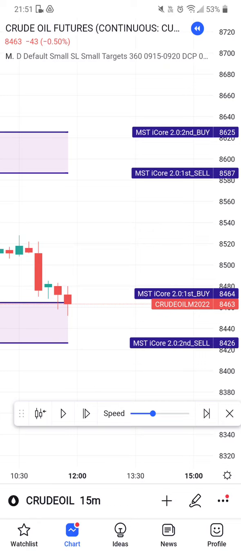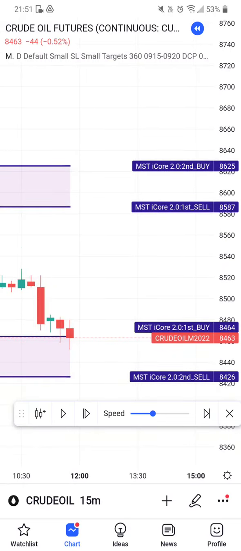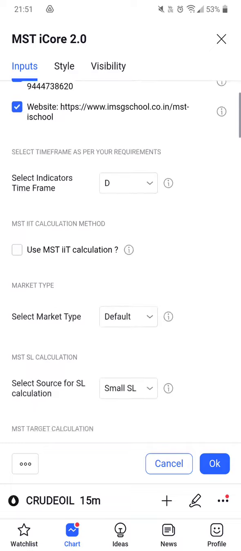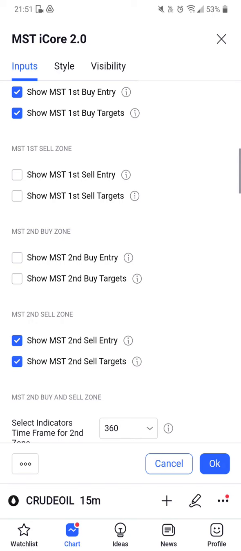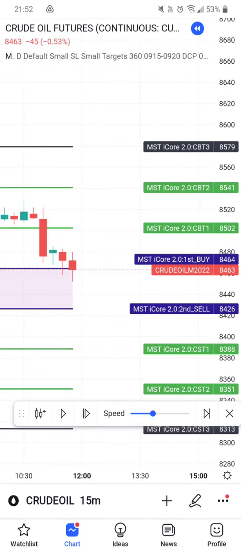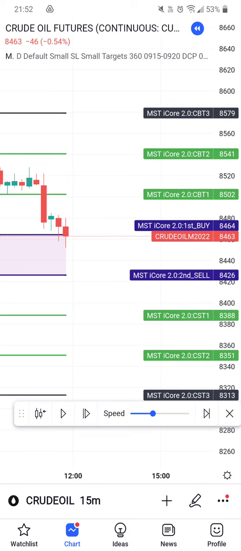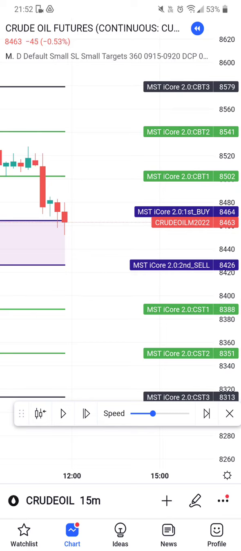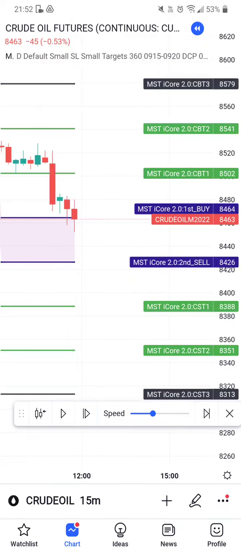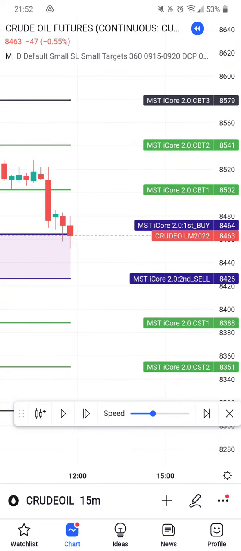Once the market came down to the buy entry at 8467, 8464, our buy has been activated. Since buy is activated, now we are going to remove the sell entry. See here now. Why have I enabled both buy targets and sell targets? Because if loss comes, that is if SL hits at 8426, we will be reversing our trade to the sell side. Our entry for the sell will be 8426 and the target will be 8388.